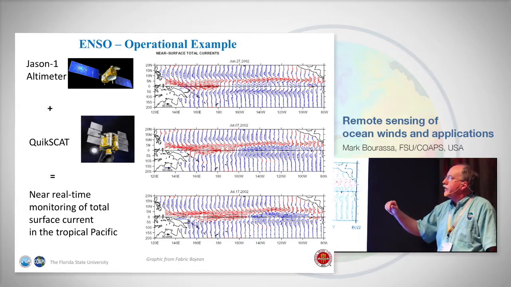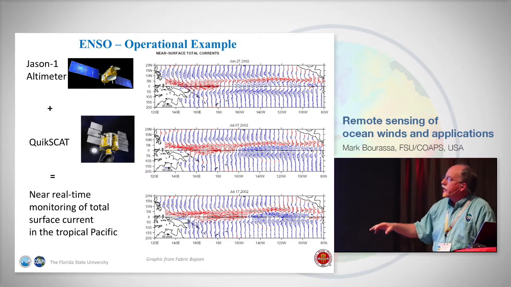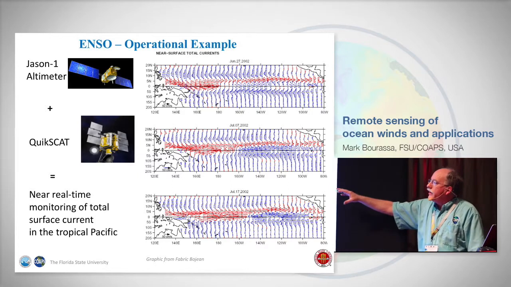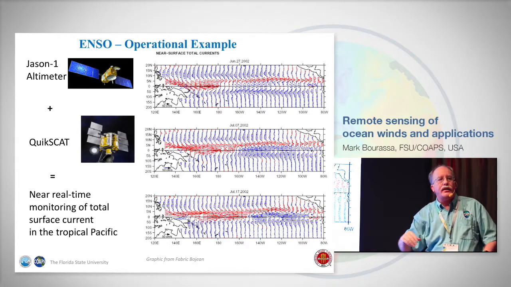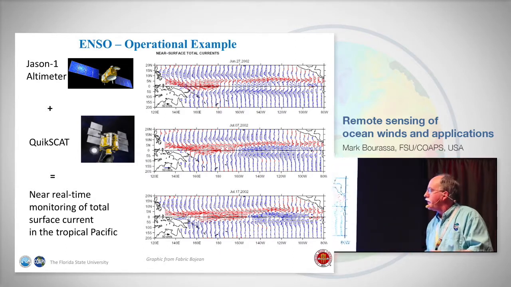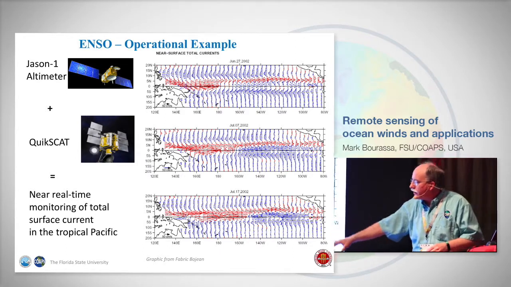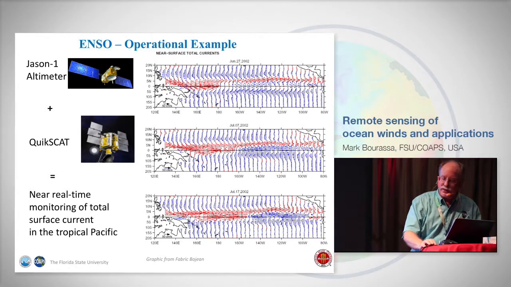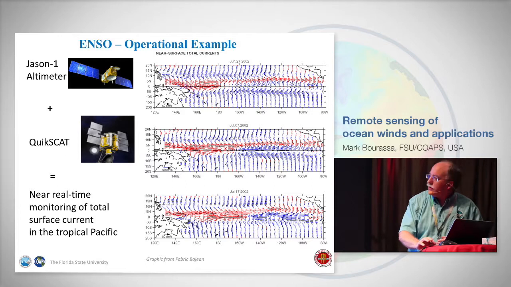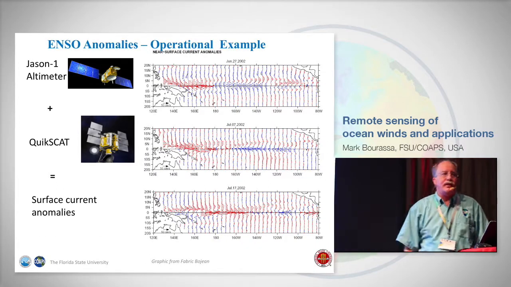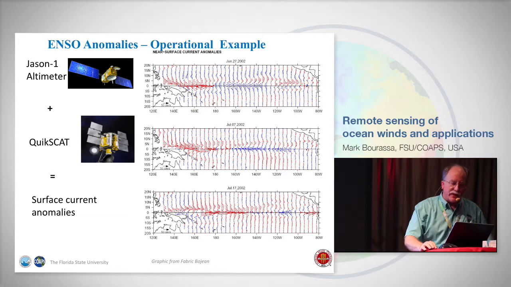So what are some of the real applications? On a larger scale, you can look at ENSO forecasts, and people take altimetry to get the geostrophic flow, and scatterometry to get the Ekman flow, because the curl of the winds will give you more of that Ekman flow. You can combine the two, and you'll get an estimate of the currents. It's not quite right. This is an older result from Fabrice Beaujean, and these would be the anomalies. And once you have the anomalies, it's very easy to say what the ENSO phase is.